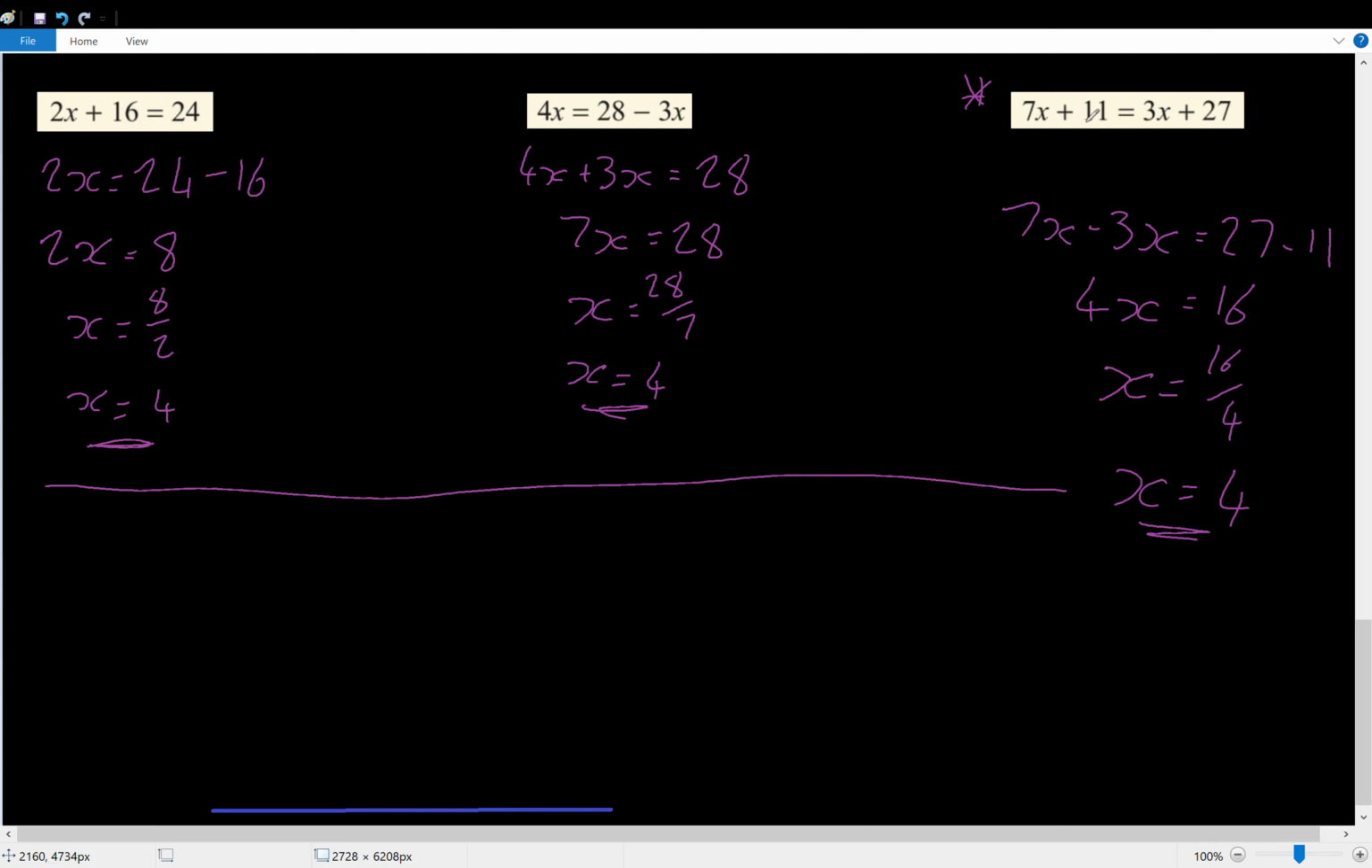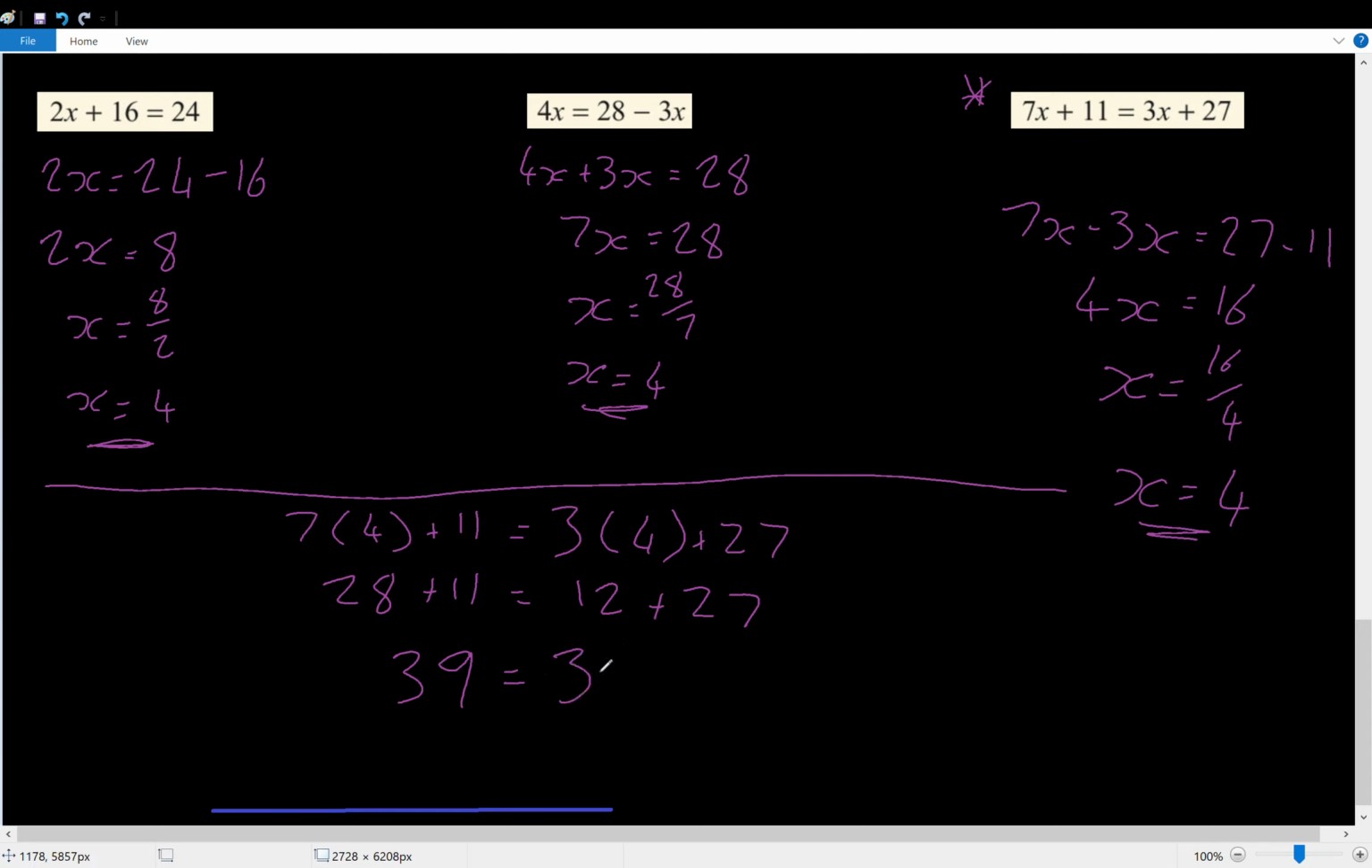So instead of 7x plus 11, we're going to have 7 times 4 plus 11. And on the other side is going to be 3x plus 27, so it's going to be 3 times 4 plus 27. Like that. So on the left hand side, 7 times 4, that's 28 plus 11. And on the right hand side, 3 times 4, that's 12, plus 27. 28 plus 11 is 39. And 12 plus 27, that is also 39.